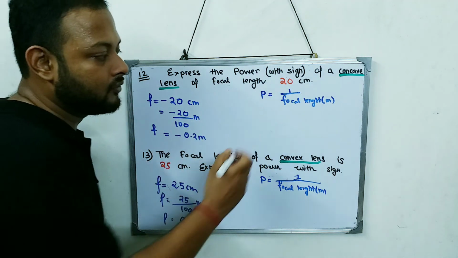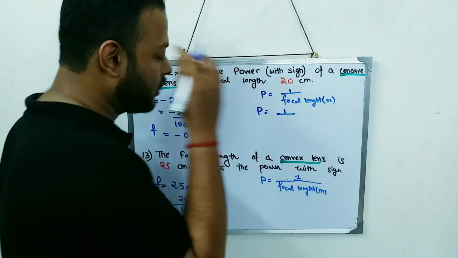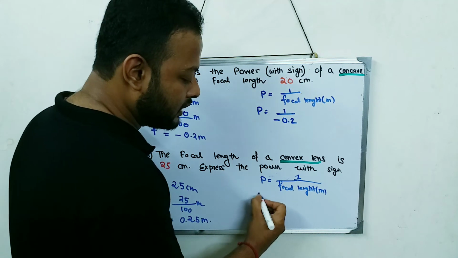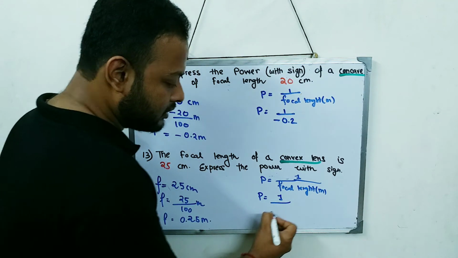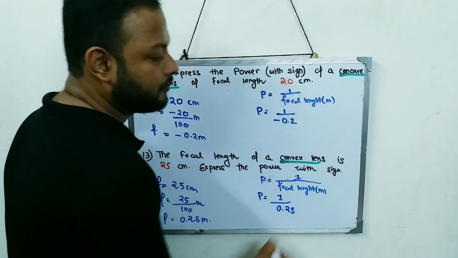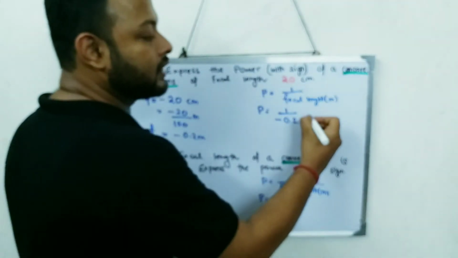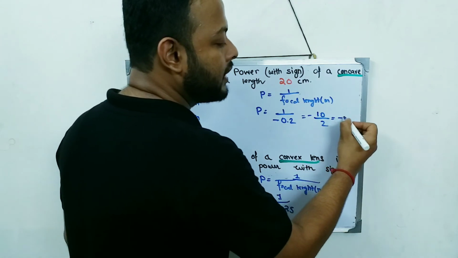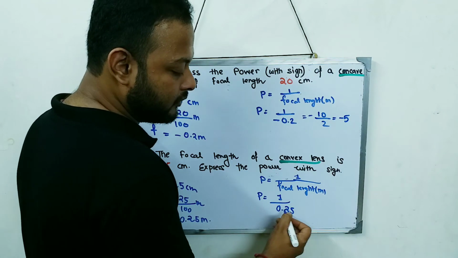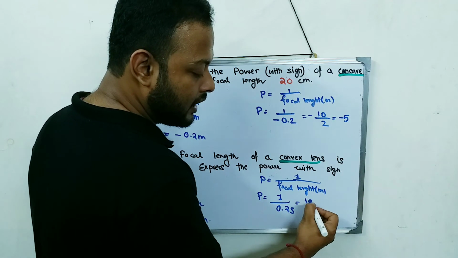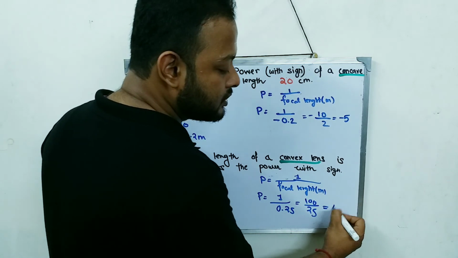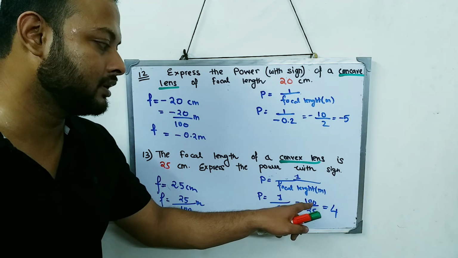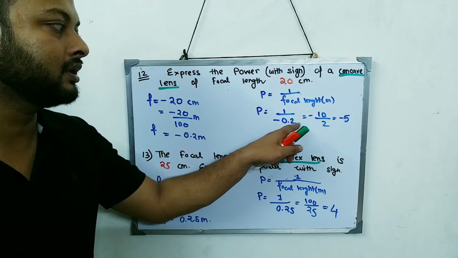Now use these values in the formula. Power is equal to 1 by focal length. So 1 by focal length means minus 1 by 0.2. Similarly over here, power is equal to 1 by 0.25. Now if you solve it, how much does it become? If you remove the point, it becomes 10 by 2 with the minus sign. It becomes minus 5. Similarly over here, if you remove the point, it becomes 100 by 25 and it becomes 4, right? I think you know these things in mathematics. Since there is 1 decimal place you take 10, and for 2 decimal places you take 100.